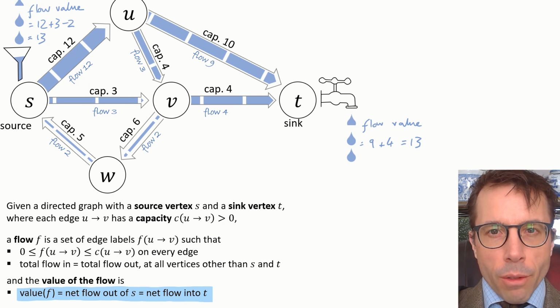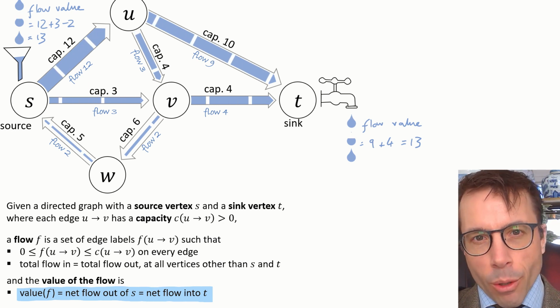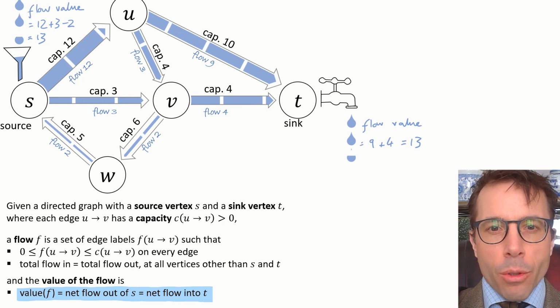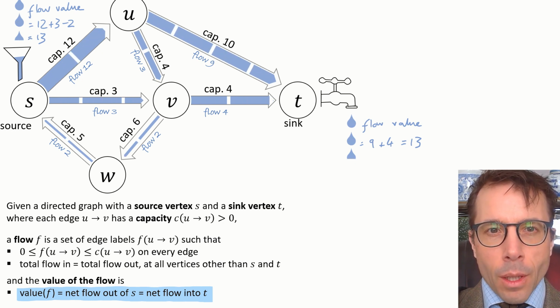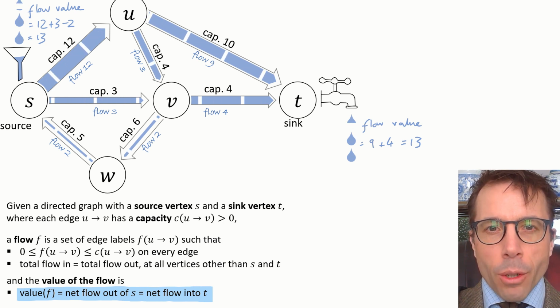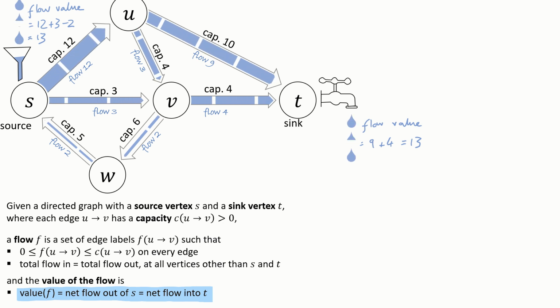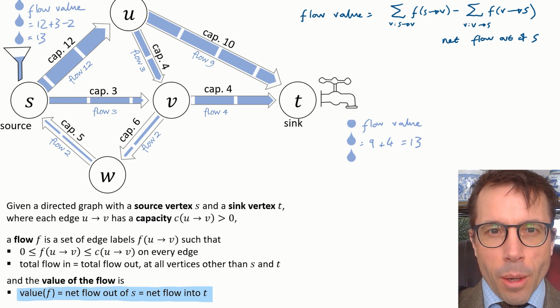Remember, when you're computing the flow value, that you don't just add up the outgoing flows from the source, you have to subtract the incoming flows. In other words, you have to compute the net flow. Pause the video and have a go at defining the flow value using symbols. This is what you should have come up with.